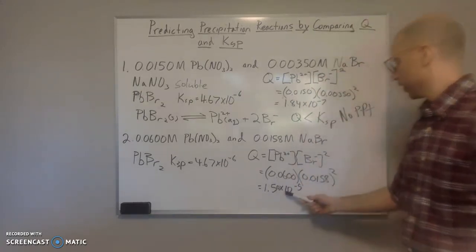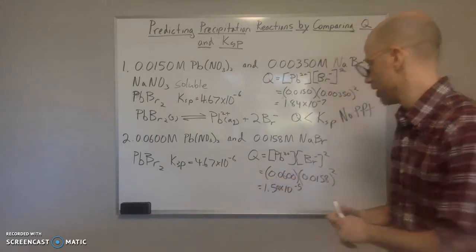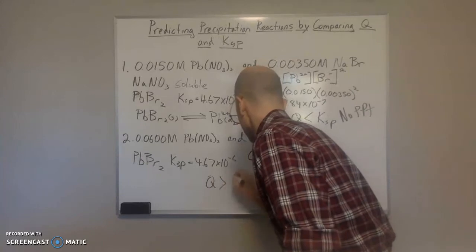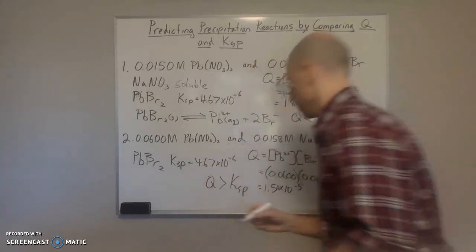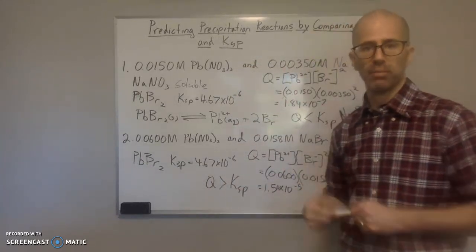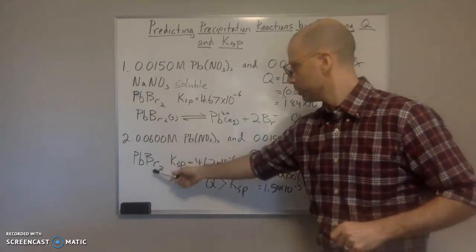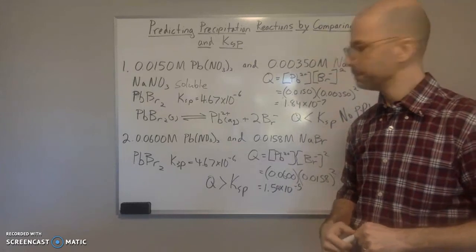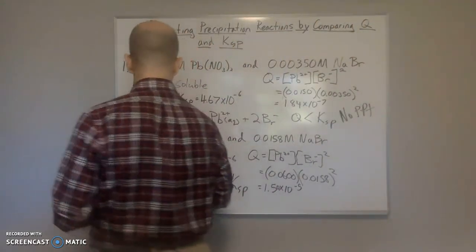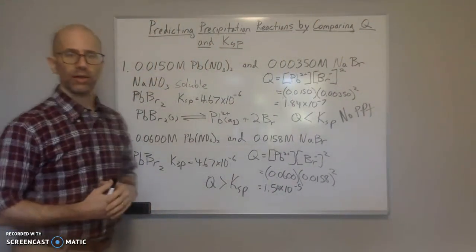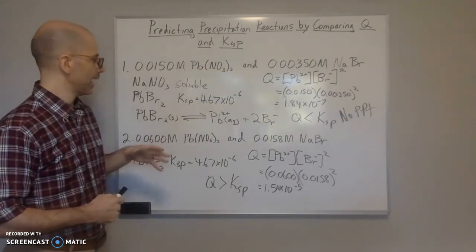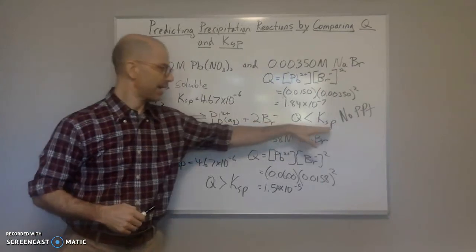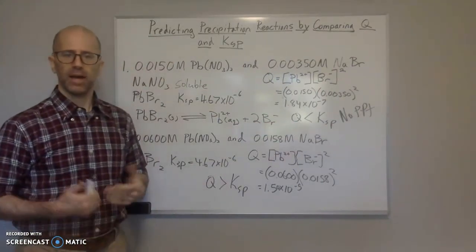Now we look at the Q value, and here we see that Q, the quotient, is greater than the Ksp. So now we will have a precipitate. The PbBr2, the lead(II) bromide, will precipitate. So that's how you can predict whether or not you're going to have a precipitation by comparing Q and the Ksp. I hope this is helpful.